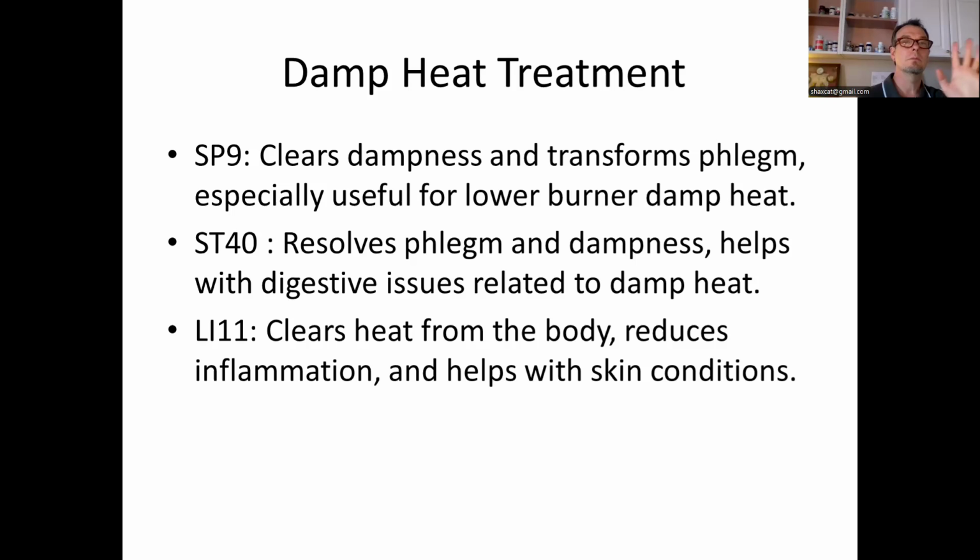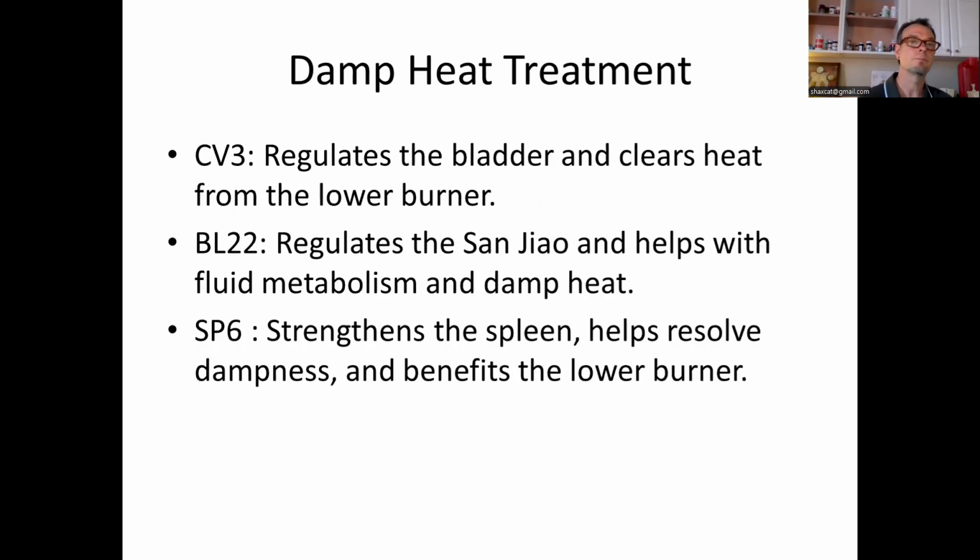Damp heat treatment. Look at your dampness points from before. Once again, we're going to see some familiar things. Spleen 9 is a really good point for clearing dampness. Stomach 40, really good phlegm point. Large intestine 11 is a good heat point. CV3 regulates the bladder and clears the heat from the lower burner. Bladder 22 regulates the san jiao and helps with fluid metabolism. Spleen 6 strengthens the spleen to help get that dampness out of there.